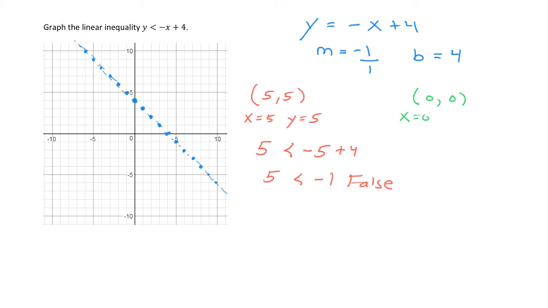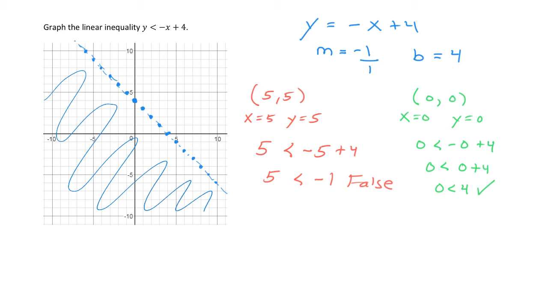So that is x is 0 and y is 0. I get 0 is less than negative 0 plus 4, or 0 is less than, well, negative 0 is just 0, and 0 plus 4 is 4. This is a true statement. So it, in fact, does work for this point here. I can now say, all right, the solution is going to be all of these points, the ones that are on this side of the line, and that would be the answer to this question.